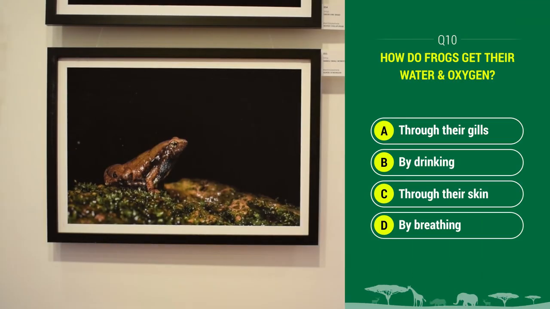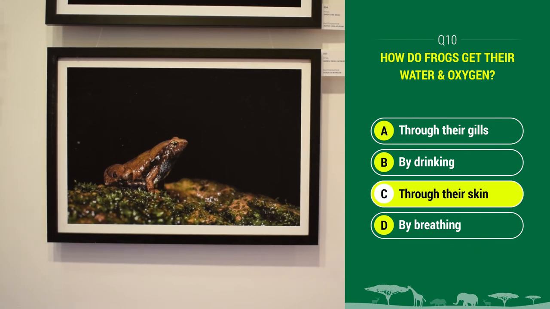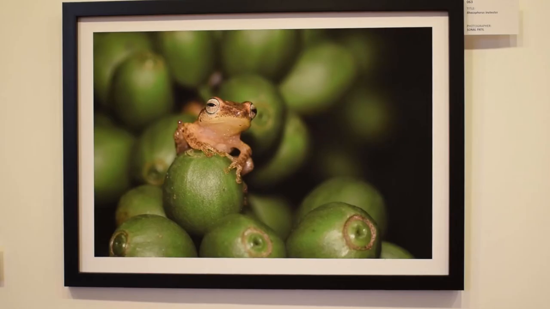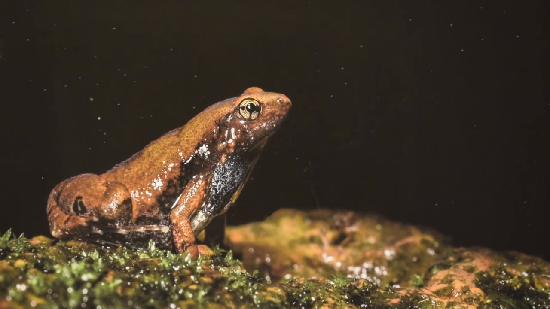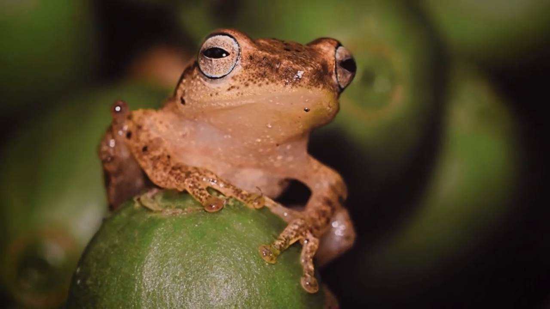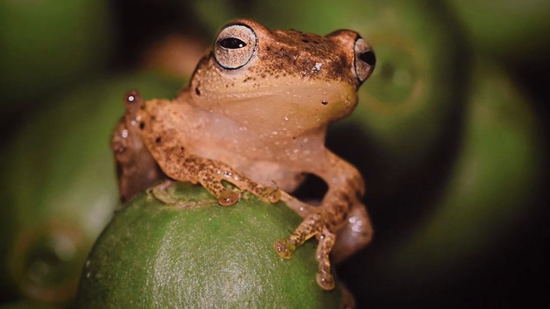Question 10. How do frogs get their water and oxygen? A. Through their gills, B. By drinking, C. Through their skin, D. By breathing. Correct answer, C. Through their skin. Like other amphibians, oxygen can pass through the highly permeable skins of frogs. This unique feature allows them to remain in places without access to air, respiring through their skins. In polluted water, the toxic substances have a high chance of entering the frog's bloodstream. It is one of the leading causes of decline in frog population.